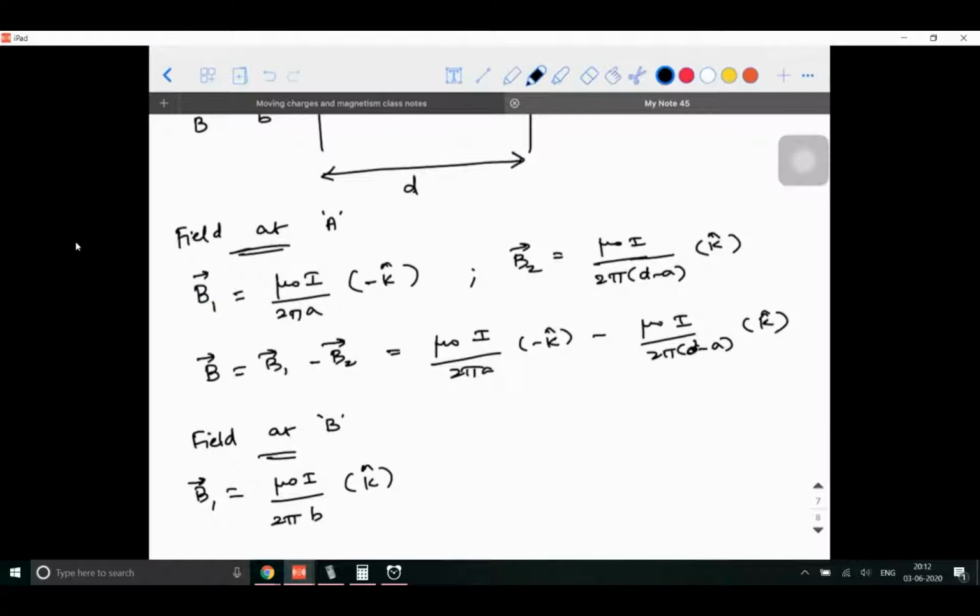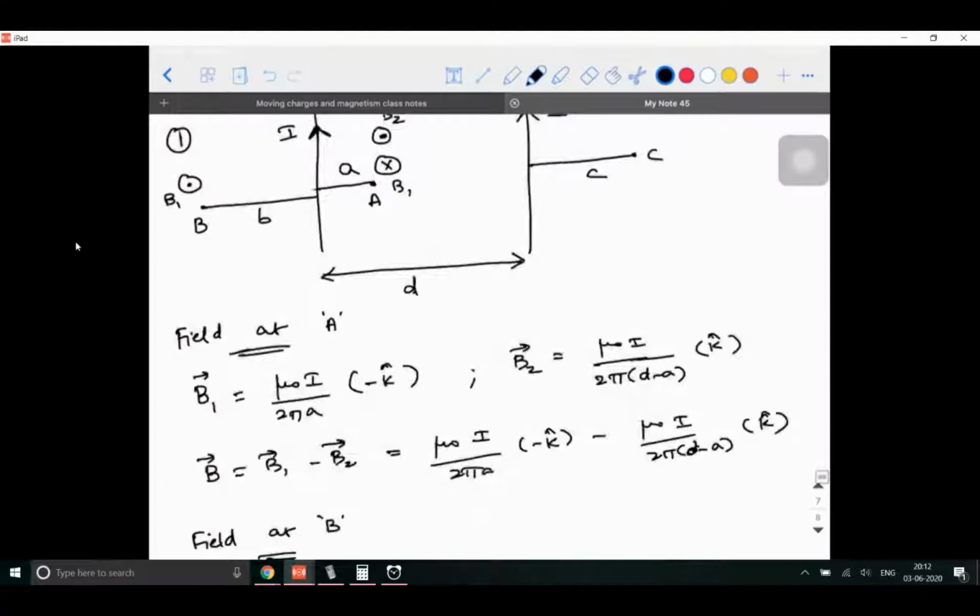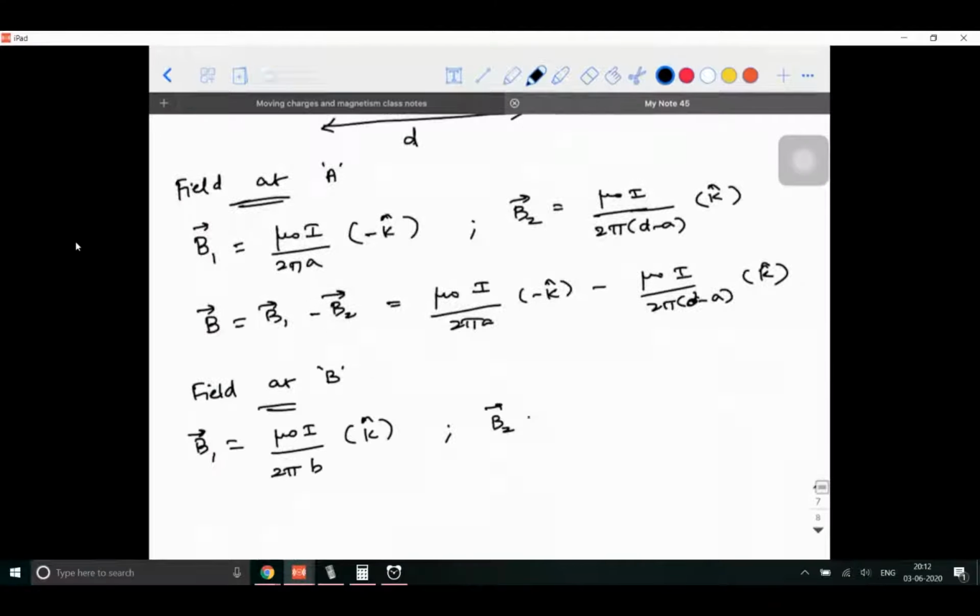If anyone is not clear, for the sake of understanding: when the current is flowing in the upward direction, as I told you in the previous class, on the right-hand side the field due to it is into the plane, and on the left of it will be out of the plane. So that's what he's saying. That's B1. What is B2 vector then?